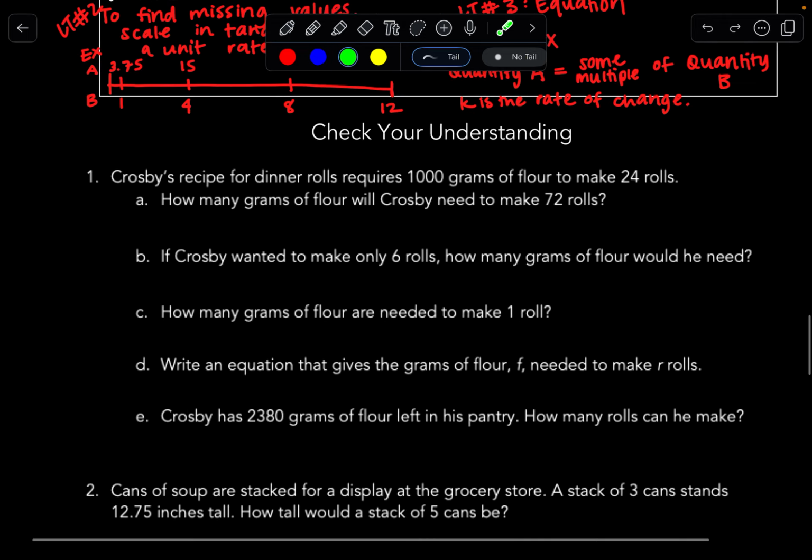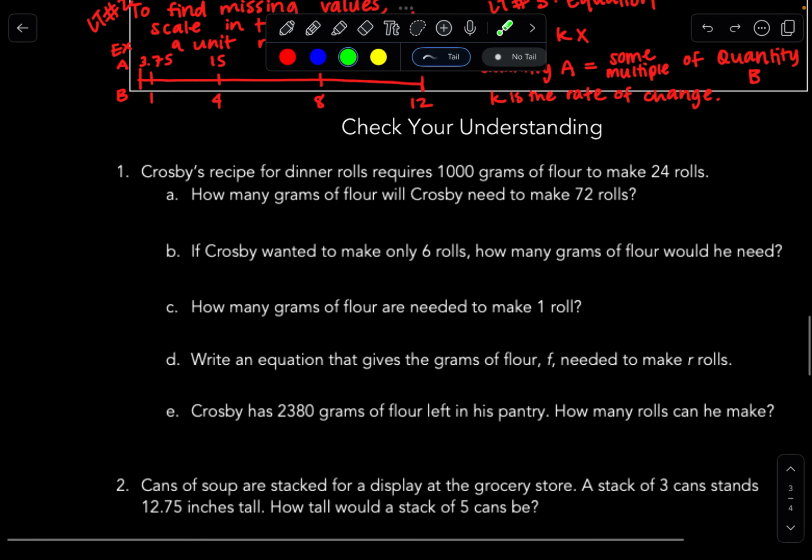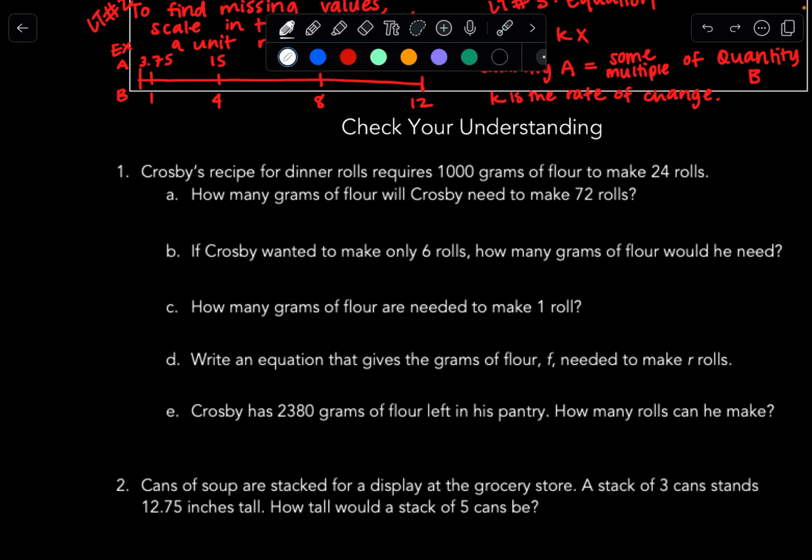Let's quickly do the check your understanding. Crosby's recipe for dinner rolls requires 1,000 grams of flour to make 24 rolls. How many grams of flour will Crosby need to make 72 rolls? Well, how many times more is 72 than 24? Since 72 equals 3 times 24, we would need 3 times the number of grams of flour.